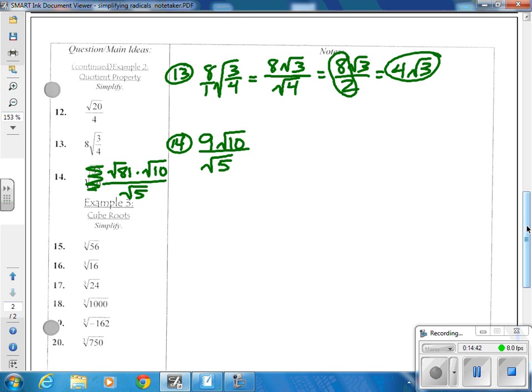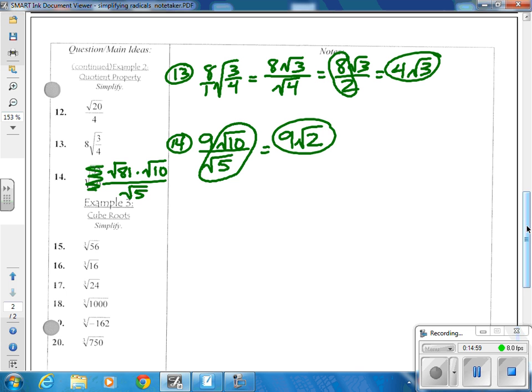Remember back to your quotient property at the very beginning of this page. If each thing is under the radical sign, you can technically divide them. So the square root of 10 divided by the square root of 5 is going to produce the square root of 2, and that 9 is going to stay outside.